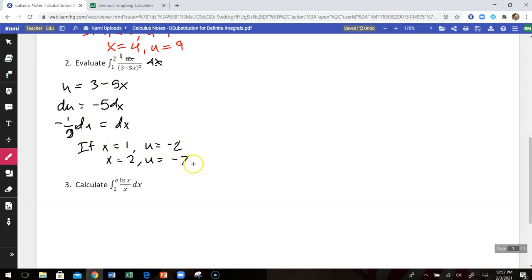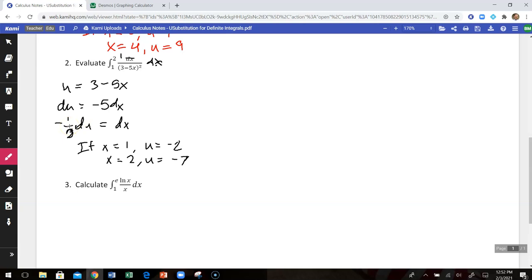Now, in doing this, it's actually going to change here. The 1 becomes a negative 2, and the 2 becomes a negative 7, which is a smaller number than negative 2. It's totally fine. You don't have to change the order of that. You can. There's a property out there that says you can change those if that bothers you. You just have to put a negative out front, and if you wanted to do that, that would be totally fine. I'm just going to go with what we have here.